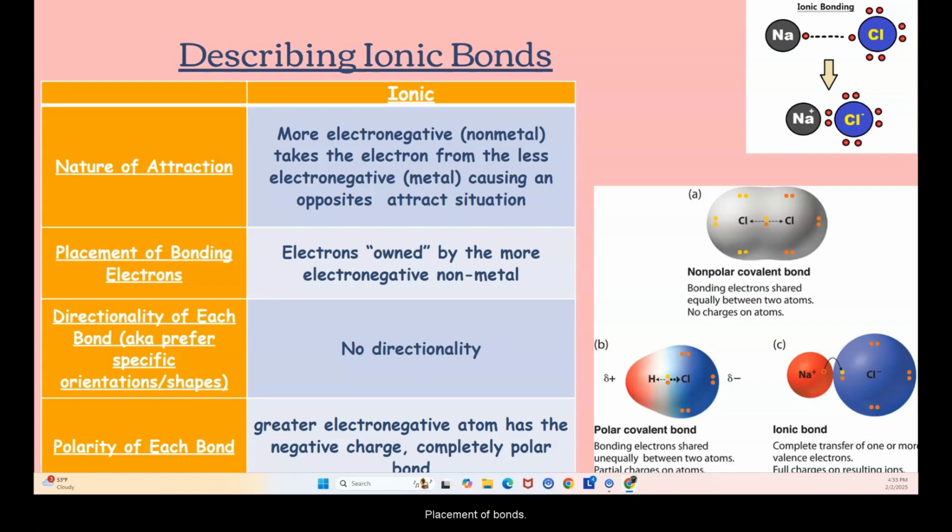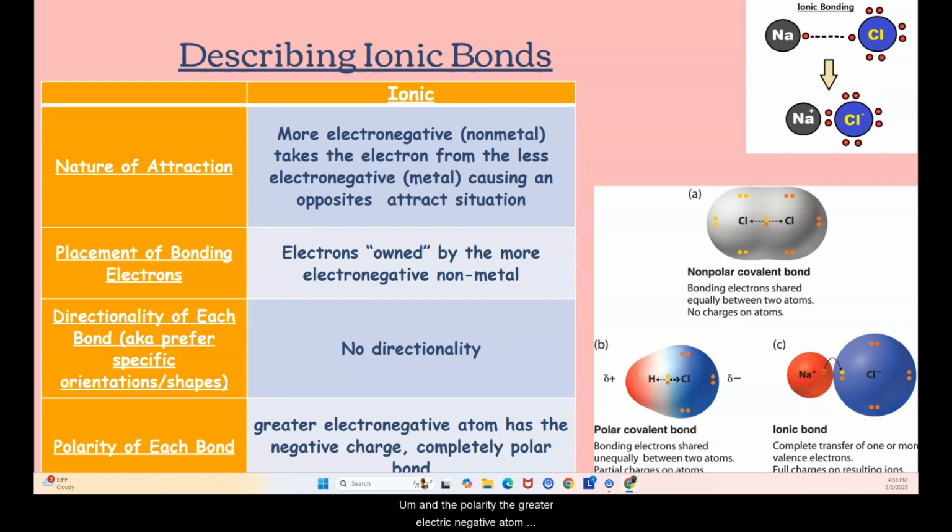The placement of bonds: the electrons are owned by the more electronegative non-metal. It transfers to that orbital shell. There's no directionality because there's no bond shape. It's called something called a lattice energy, and we'll talk about that soon. Because it's not polar, it is a fully ionic bond.